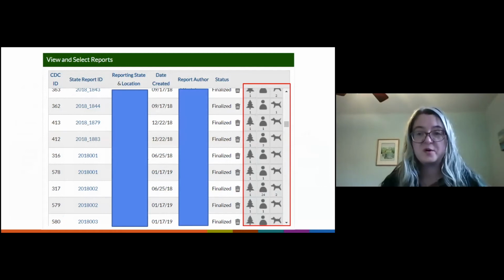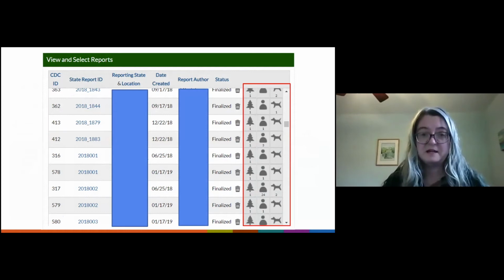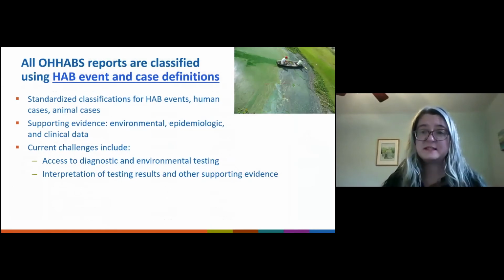This screenshot from OHHABS shows some examples of how environmental, human, and animal case data can be reported and grouped according to a single HAB event. On the far right, the numbers indicate how a single HAB event is linked to a human or animal case in OHHABS, with the number of human cases listed below the person icon and the number of animal cases listed below the dog icon. Reporters to the system review available environmental, epidemiologic, and clinical data and use OHHABS definitions to classify HAB events and associated human and animal cases.